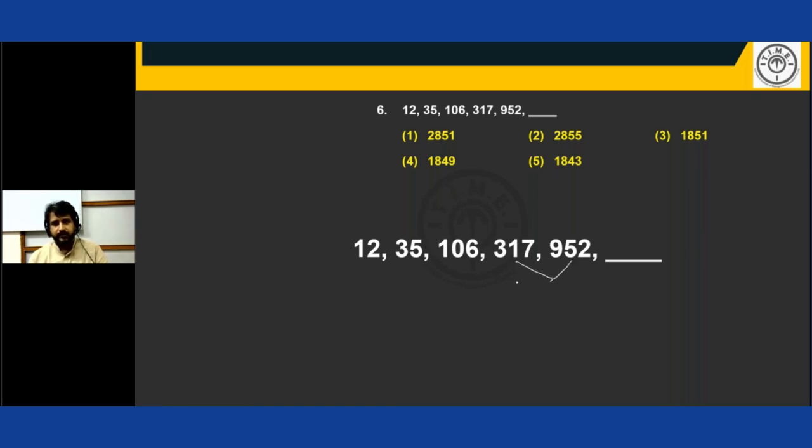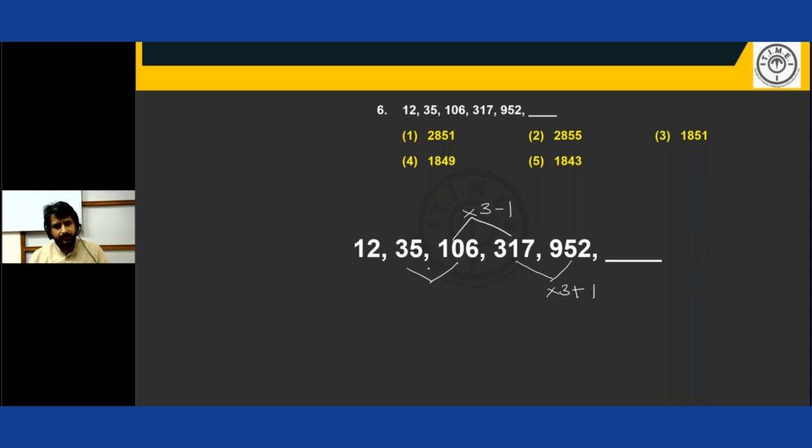370, 952. Does it go an exact number of times? Let's check it. 317 maximum goes in 952 3 times. 317 threes are 951. But this number is 952. So you can represent this number as into 3 plus 1. 106 and 317. It goes maximum 3 times. But 106 threes are 318. So you can write this number in the form of into 3 minus 1.